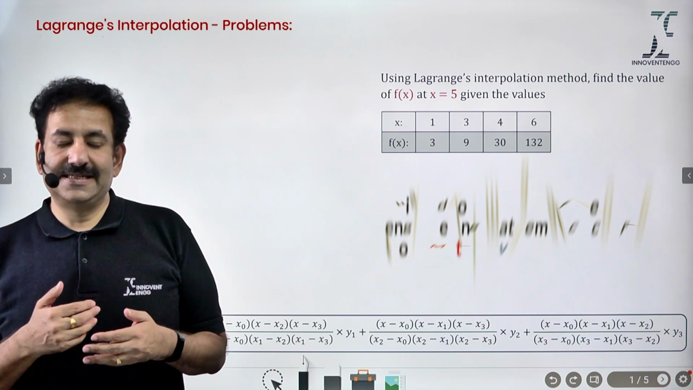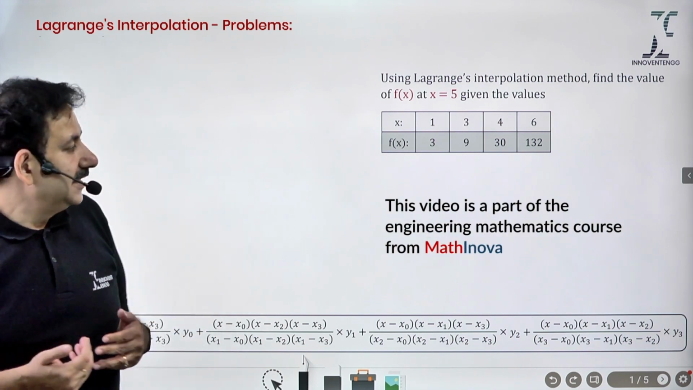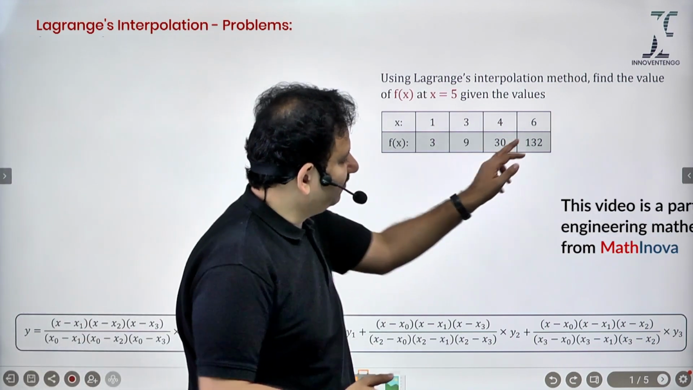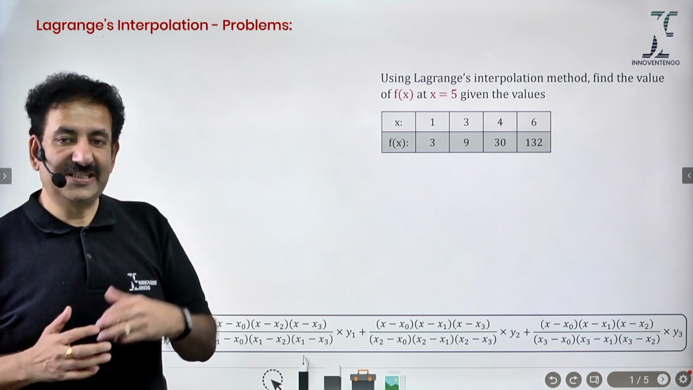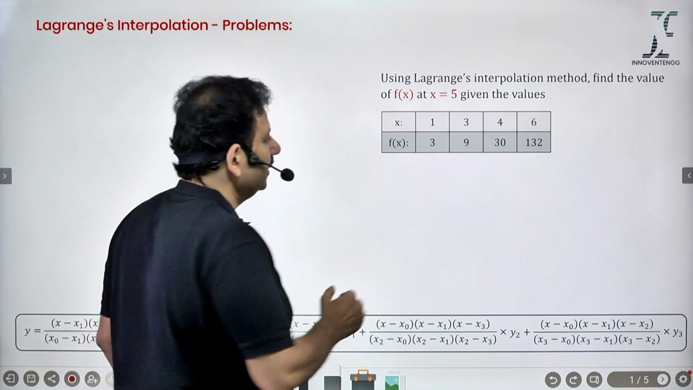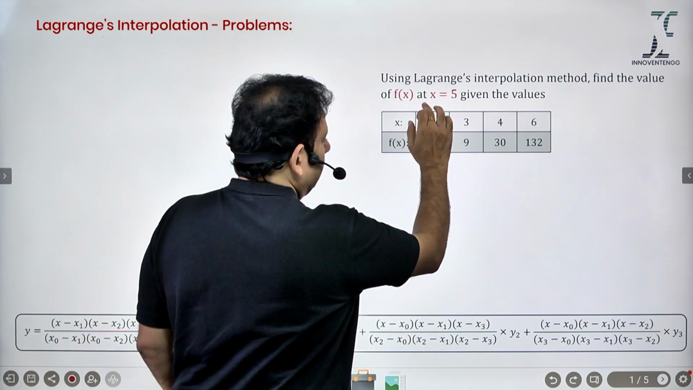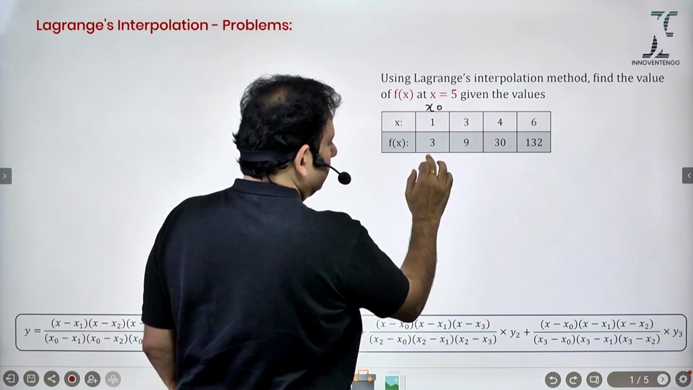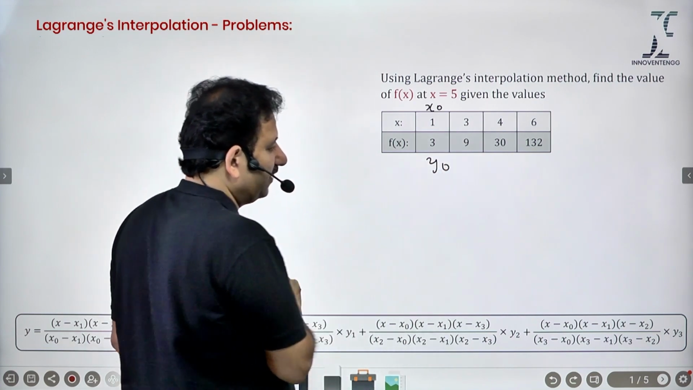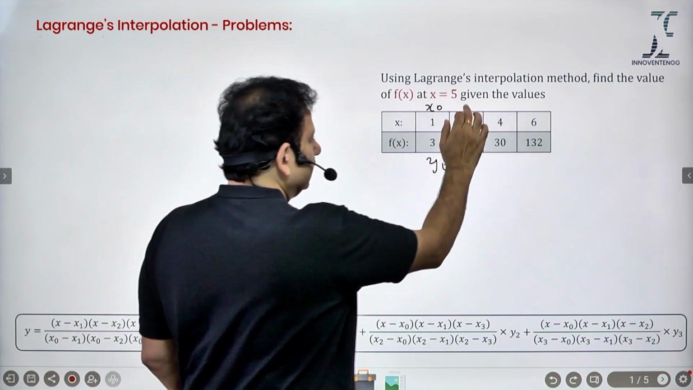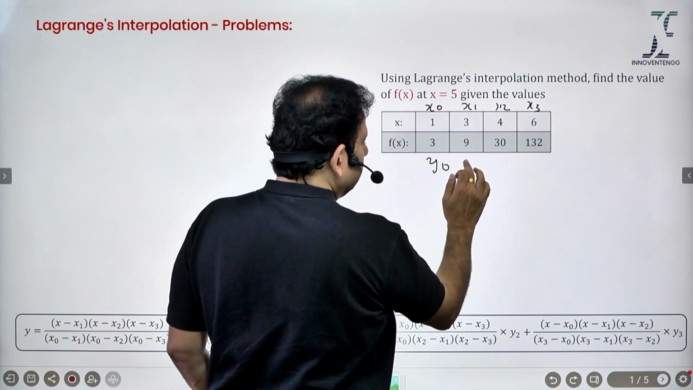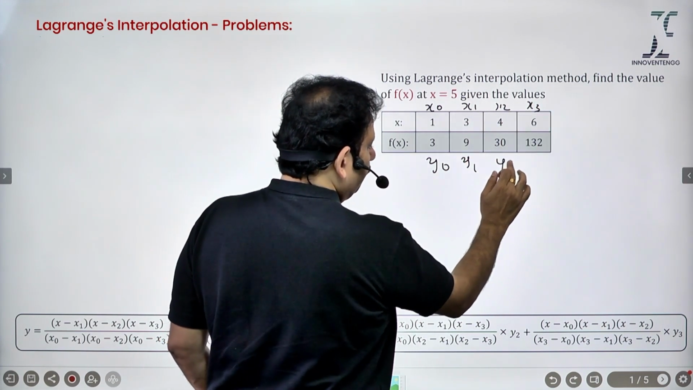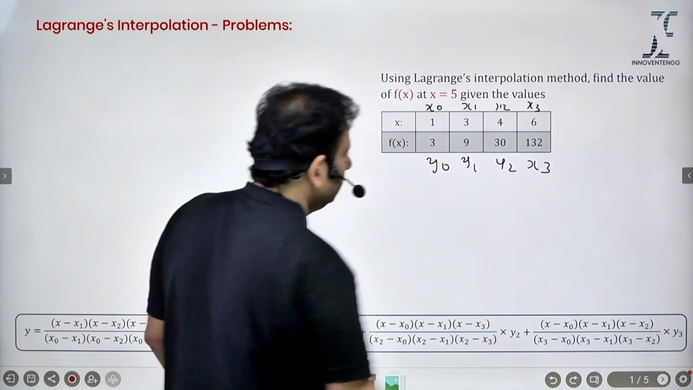Now let's try and solve one more situation. Here you are given 4 set of points. That means you are actually fitting a cubic polynomial using Lagrange interpolation. Now if I call this x0, and the corresponding f(x) value is y0, and here you have x1, x2 and x3, and y1, y2 and y3.